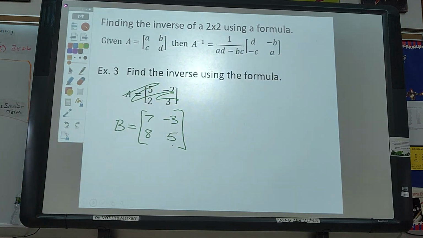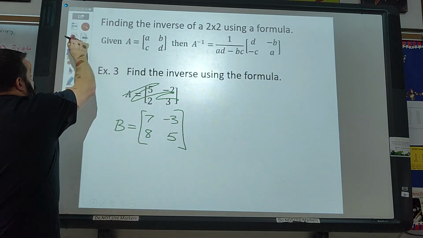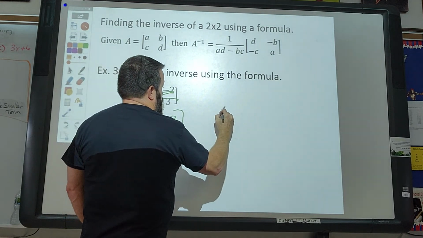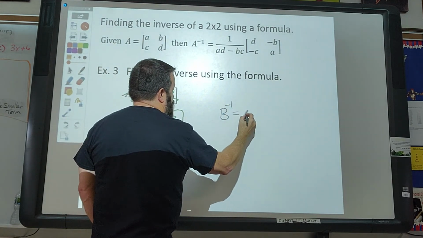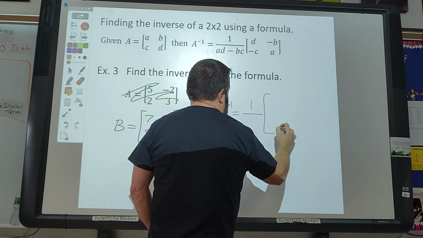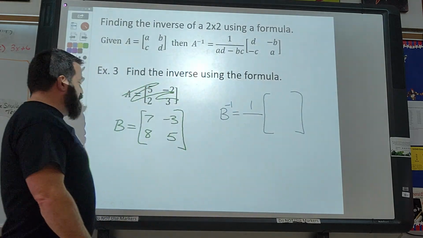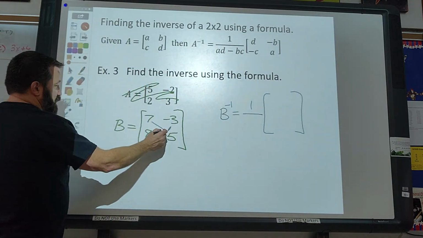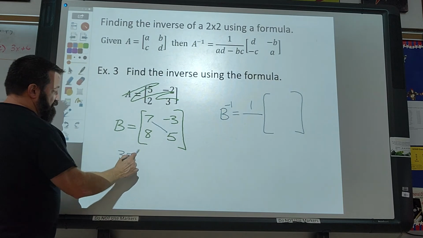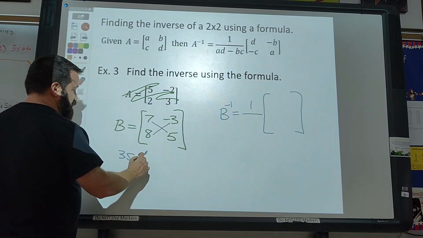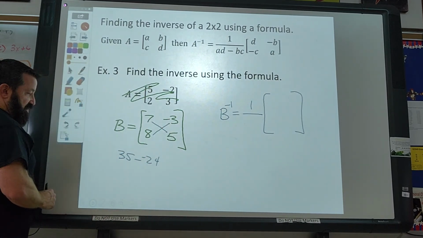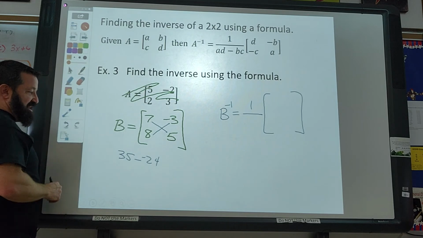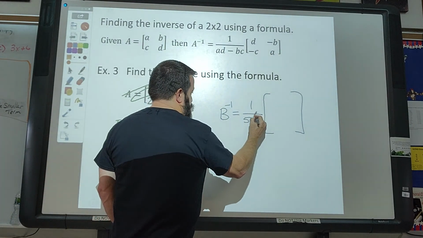Okay, so hopefully you've tried this. First thing I'm going to do for finding the inverse of B is I want to get that fraction, and then I also want to get the elements on the inside. So if I'm doing the cross product, 7 times 5 is 35, minus 8 times 3 is a negative 24. So that comes out to be a positive 59 for this denominator.